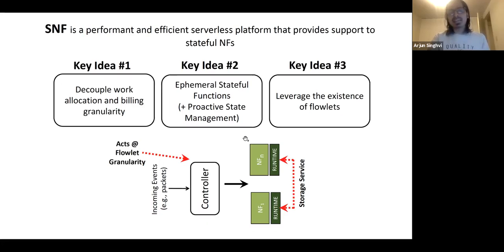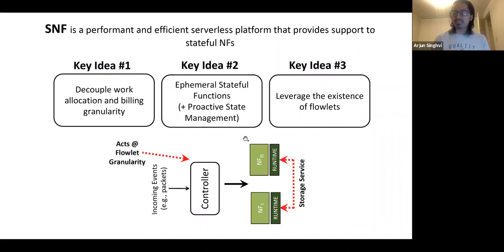And the other key idea is that SNF overcomes the stateless function abstraction by introducing a notion of ephemerally stateful functions. Both of these ideas are realized by leveraging the existence of flowlets in networking traffic today, where flowlets are essentially bursts of packets which come, and then there is a short period of time, and then there is a gap again. In SNF, packets belonging to the same flowlet, or burst, are sent to the same backend container, so they can access state which is maintained locally.